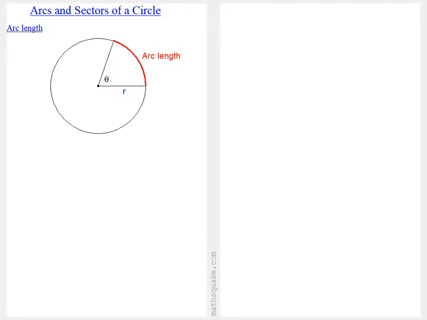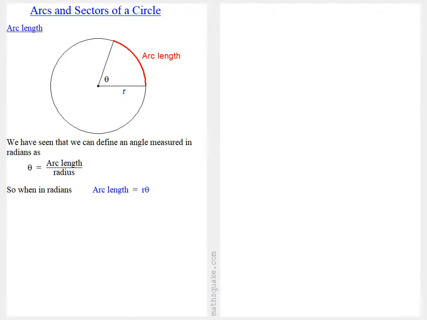the circle. Then the angle will subtend an arc, and we've seen that when we define radians, the angle theta is defined as being the arc length divided by the radius. So if we multiply both sides of the equation by the radius, we get, when in radians, the arc length is the radius times the angle, or the arc length is r times theta.